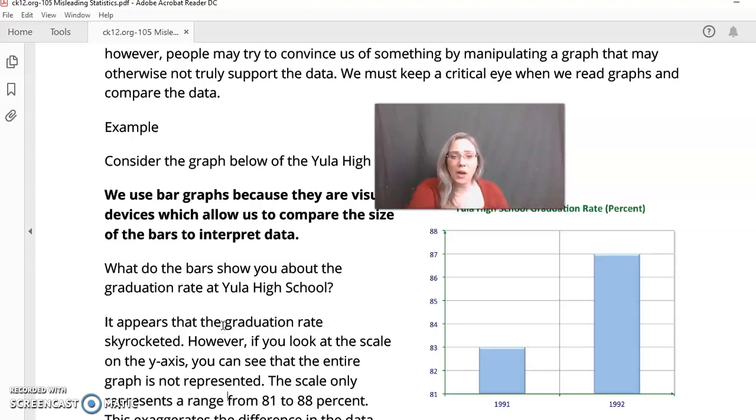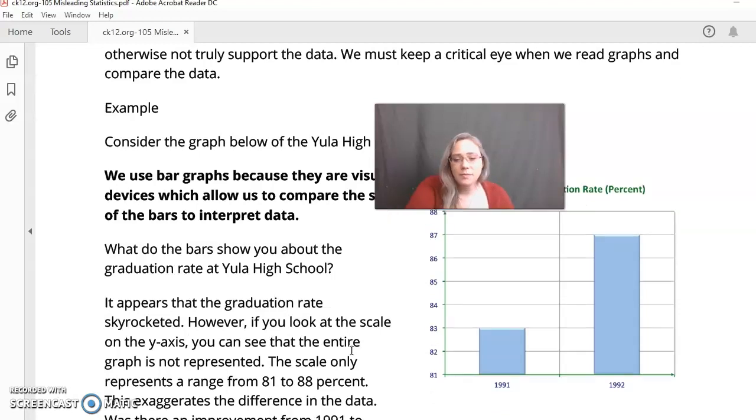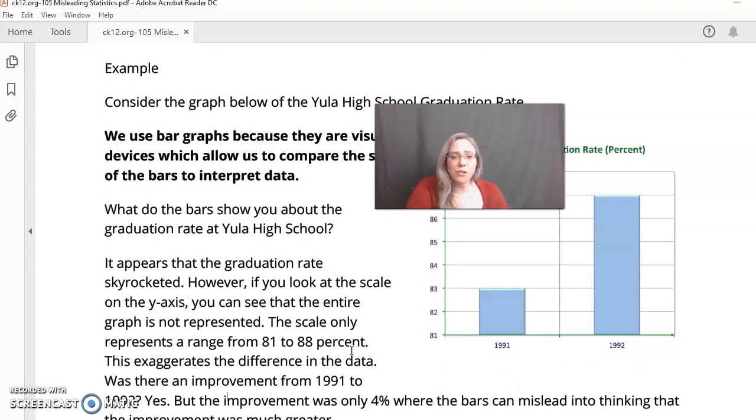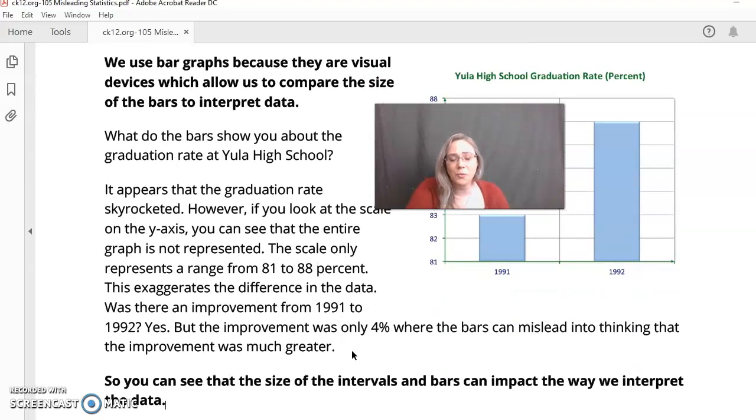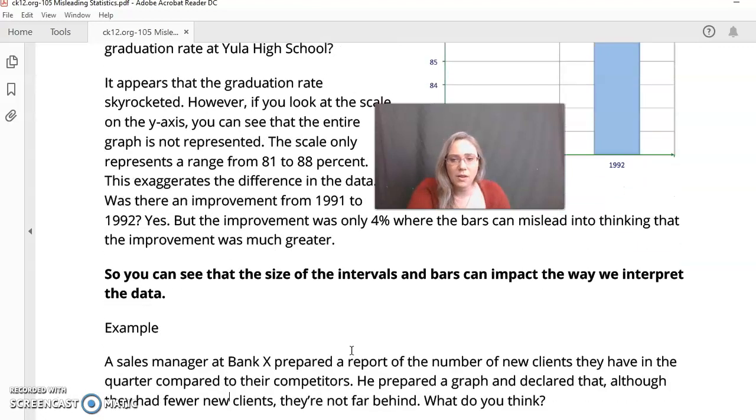So what do they show? Well, it appears that here the graduation rate is significantly higher, right, than here. But wait a second. If you look at this scale, this is 83 and this is 87. And when we're talking about percents, 3% is not necessarily a huge change. So what they did was they stretched the scale to make it look like instead of a small difference of 4%, a huge difference.